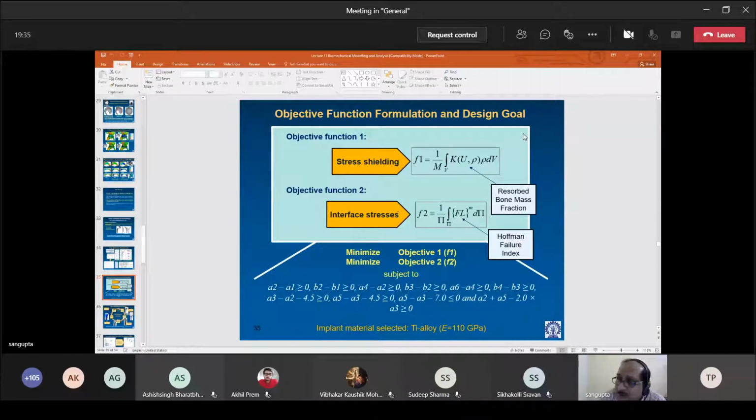Now, why do I say local strength? As you know, the bone density is varying from one point to the other. Okay, and when the implant is inserted, the implant itself doesn't fail. Which is the weaker material between the two, implant and bone? The bone is obviously the weaker material.